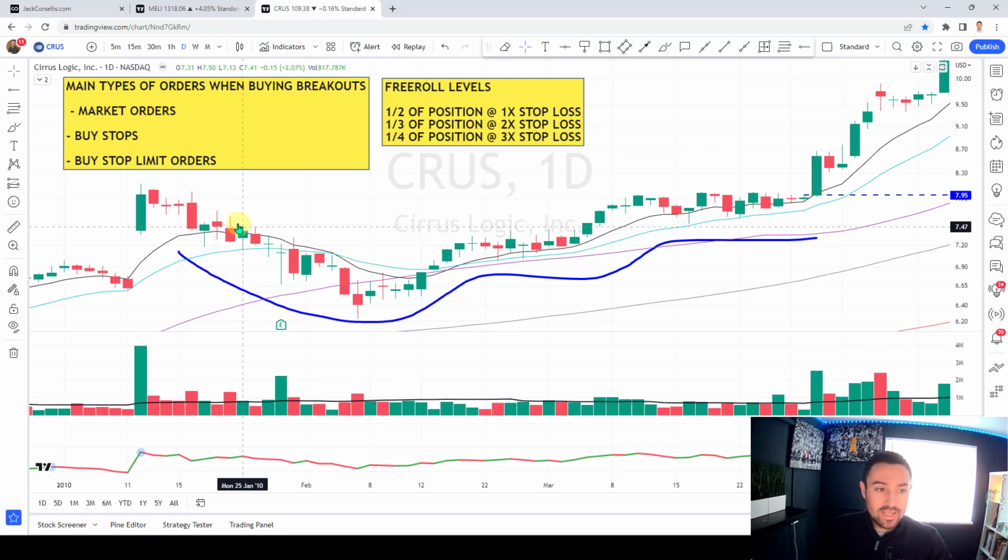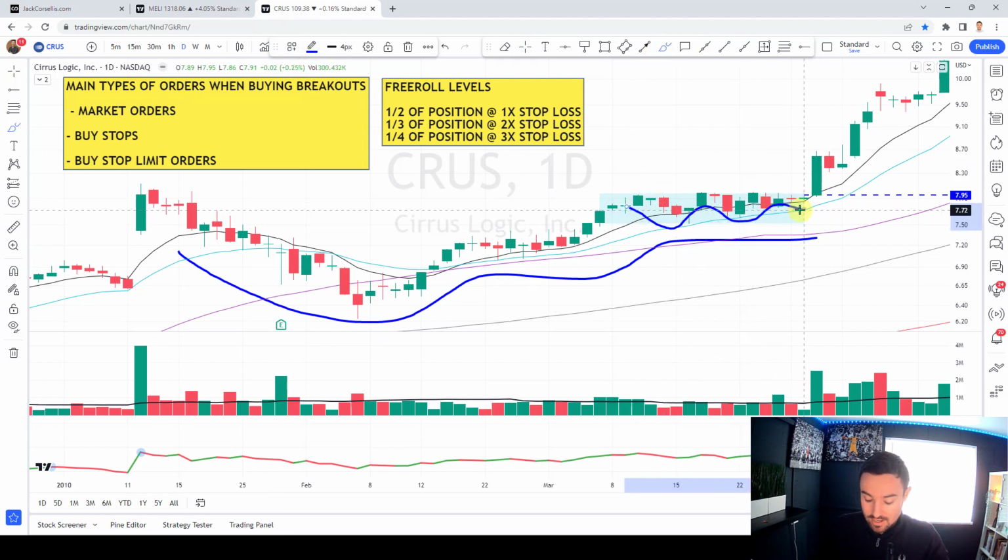So with Cirrus Logic here, we've got 1 contraction, 2 contraction, and then 3 contraction, and we actually have a mini VCP building in here. So you could actually look at this more as a cup and handle, and then you have some VCP action going on within the handle. See 1 contraction, 2 contraction, then tight, tight, tight.